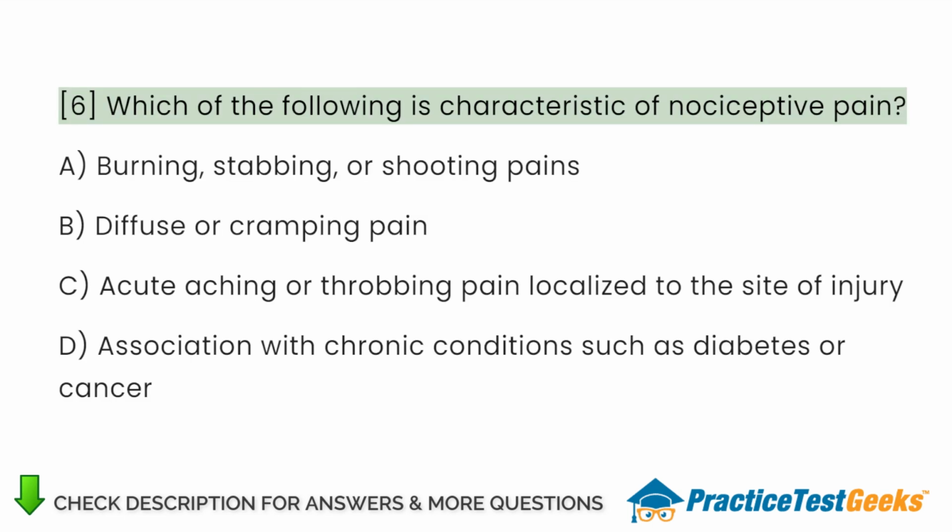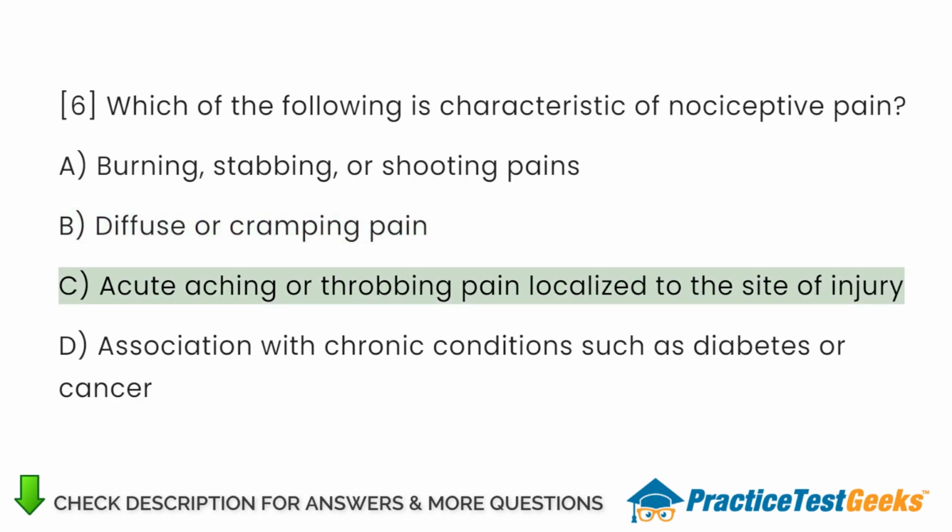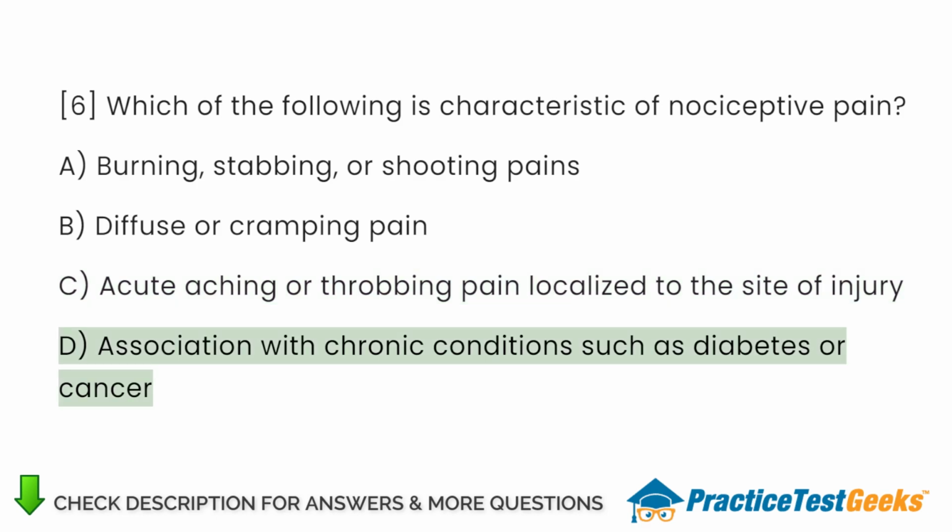Which of the following is characteristic of nociceptive pain? A. Burning, stabbing, or shooting pains. B. Diffuse or cramping pain. C. Acute aching or throbbing pain localized to the site of injury. D. Association with chronic conditions such as diabetes or cancer.